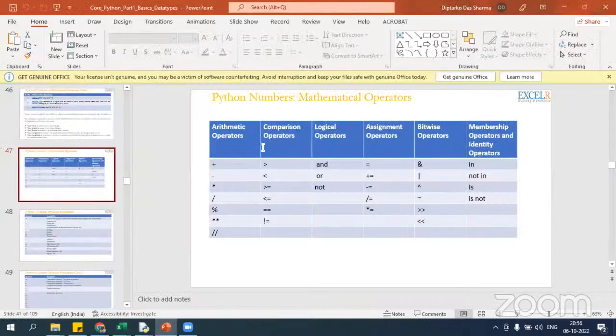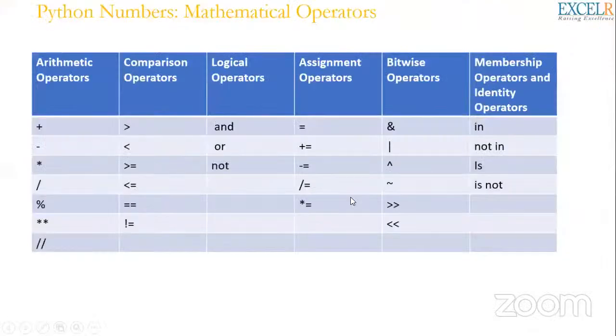Next, comparison operators. The first one that you see here means greater than. So you are comparing between two numbers. The second arrow that you see here means lesser than. The third is greater than or equal to. The fourth is lesser than or equal to. Fifth is equal to. And the sixth one is not equal to.